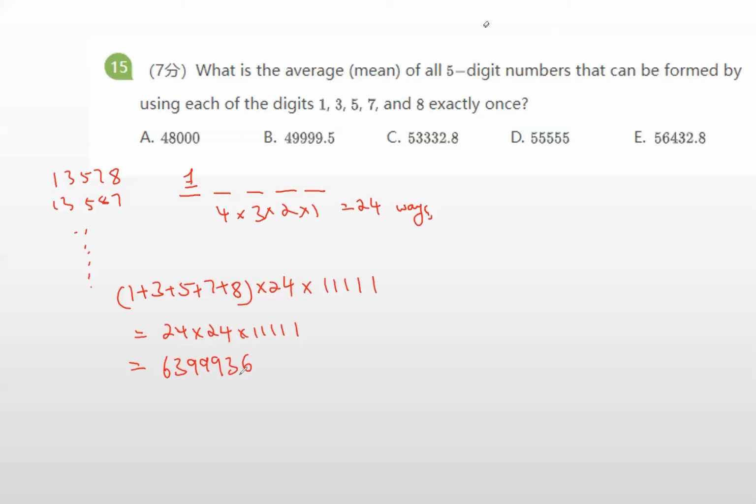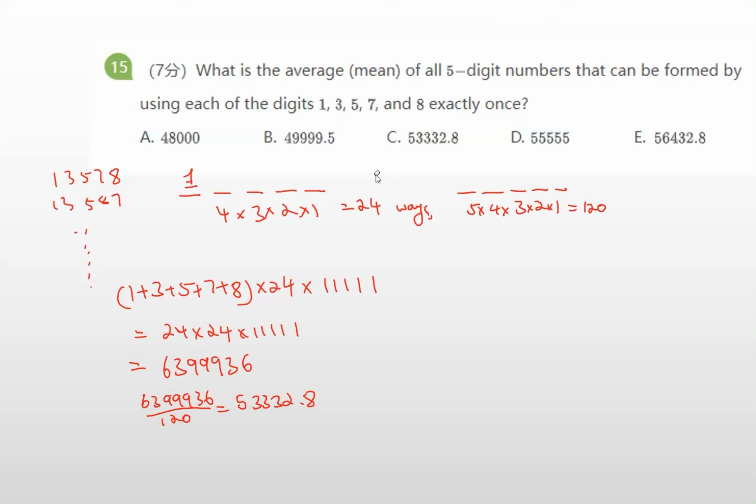Now, how many ways are there to arrange the 5-digit numbers? We know the number of ways. It's 5 ways here, 4 ways here, 3 ways here, 2 ways here, and 1 way here. 5 times 4 times 3 times 2 times 1 is 120 ways. So we use 639,996 divided by 120. We get 5332.8. So that's the casual way of doing it.